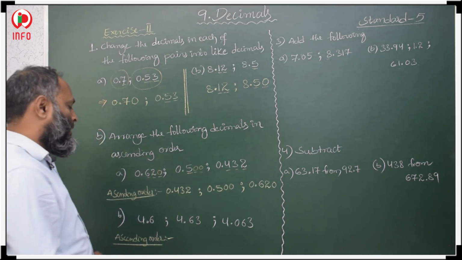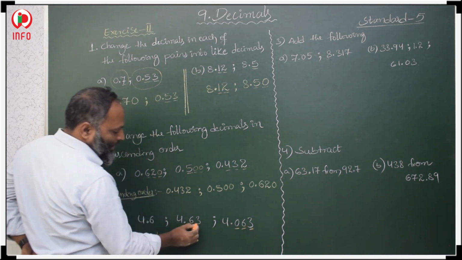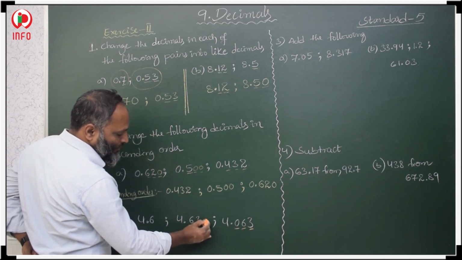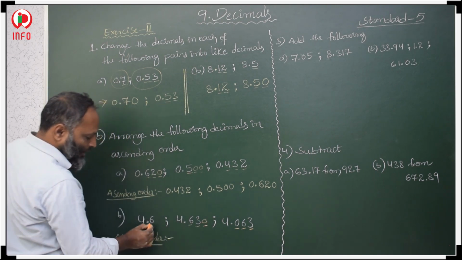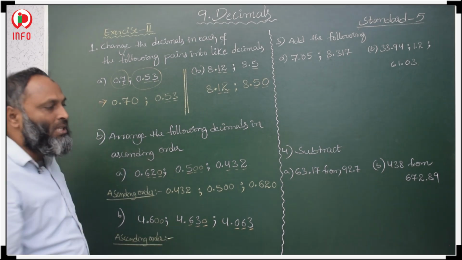Ascending order. Here, after the decimal we have three places. Here only two places, so we have to keep one more 0. And after the decimal here we have only one place, so we have to keep two more zeros.